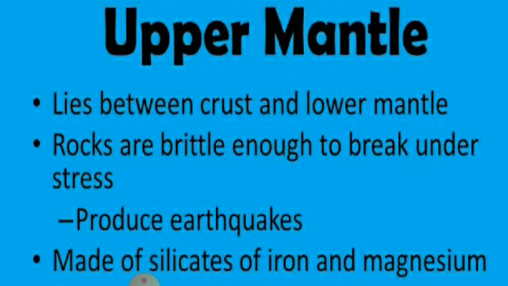Now let us discuss the upper mantle. It lies between the crust layer and the lower mantle layer. Rocks are brittle enough to break under stress. Due to high pressure and temperature, the rocks can break. In this upper mantle, the earthquakes start to occur. This upper mantle is made up of silicates of iron and magnesium.